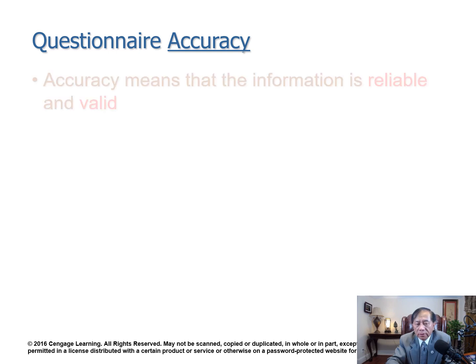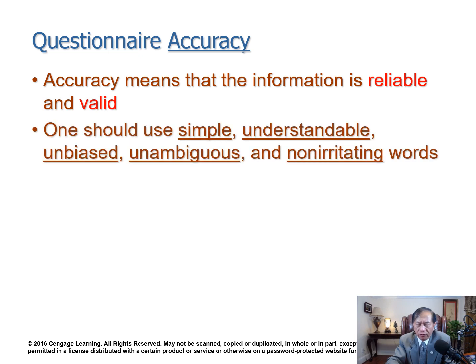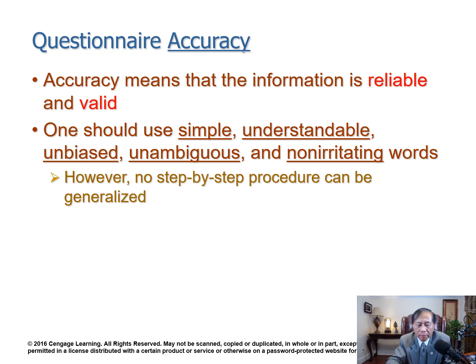Questionnaire accuracy. Okay? Accuracy means that the information is reliable and valid. We talked about reliability and validity before, right? Accuracy means that the information is reliable and valid for the questionnaire to be accurate. One should use simple, understandable, unbiased, unambiguous, and non-irritating words. You want people to understand you, and you don't want them to be confused, and you certainly do not want to irritate them, make them mad, right?